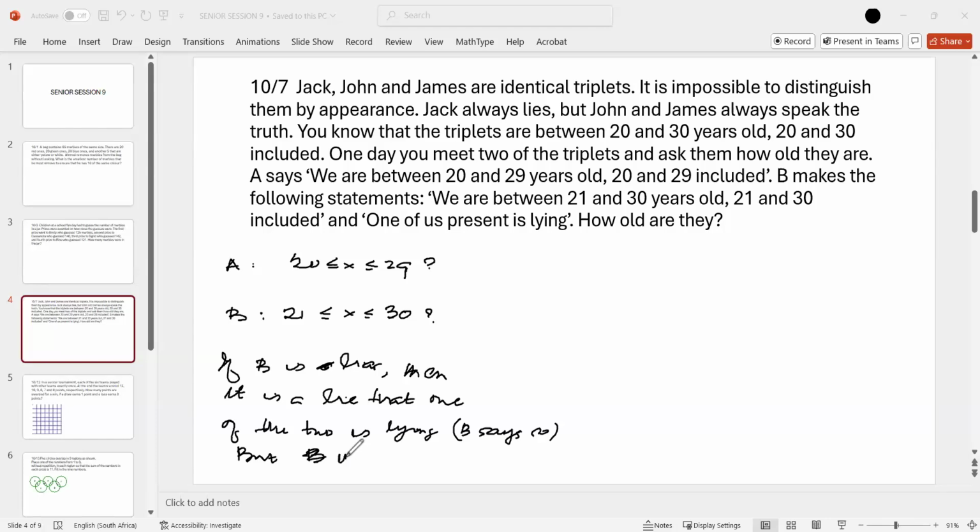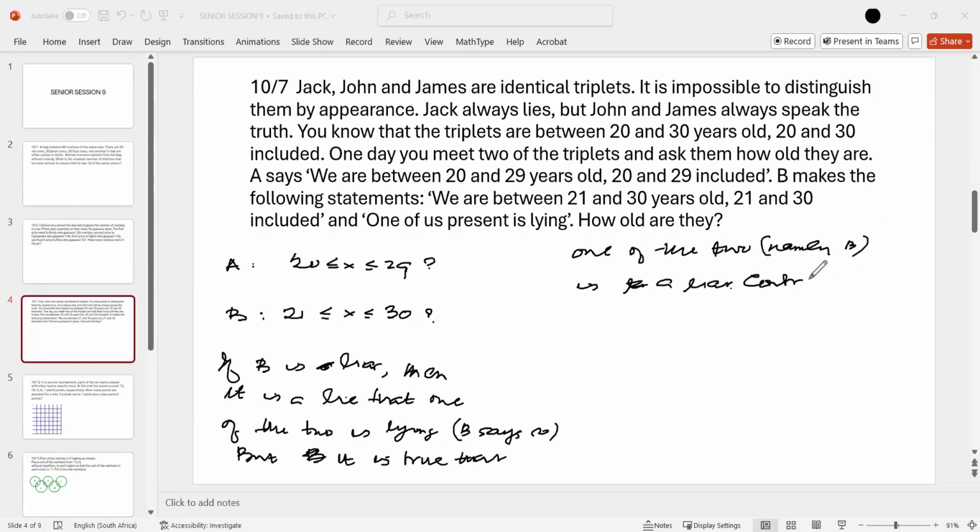But it is true that one of the two, namely B, is lying. Is a liar. So this is a contradiction. You can't have a statement which is true and false at the same time. So what went wrong? What went wrong is the assumption that B is a liar.